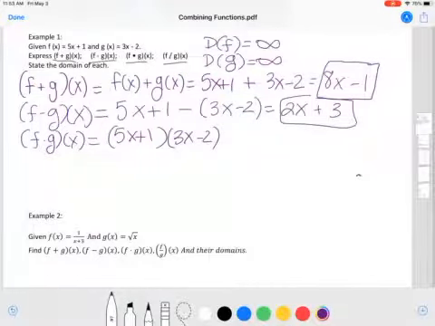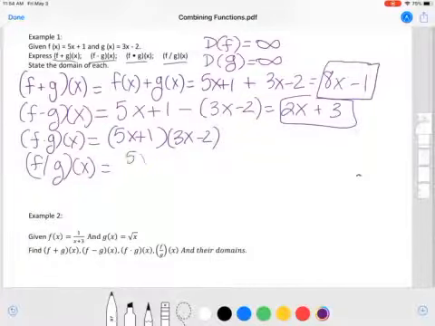So let's see. Now, here's f divided by g, where we have that extra rule. Not only do we look to see where the domains overlap, but we also have to take into consideration that g of x, whatever is in the denominator, cannot be equal to 0.